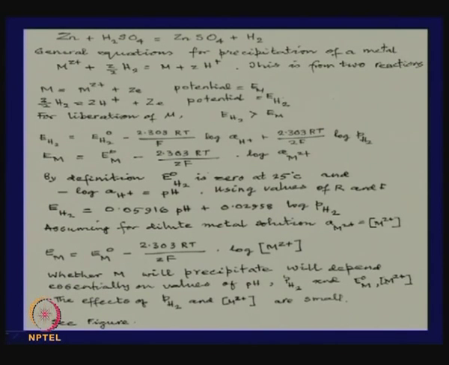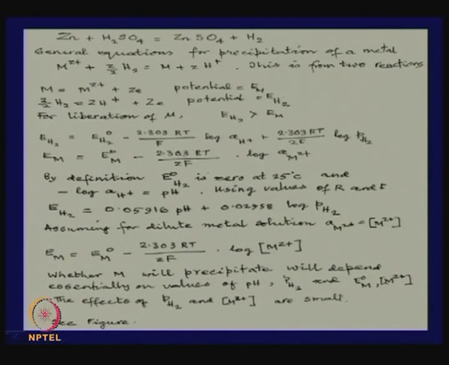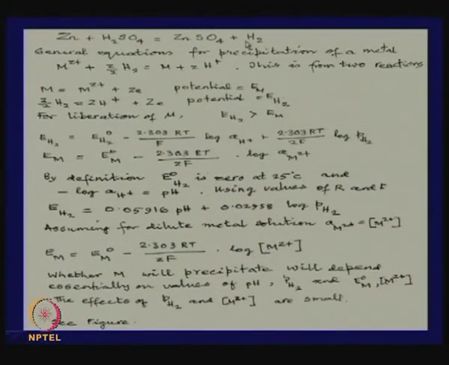Now, I come to a very interesting topic, which has been analyzed using the concept of electrode potentials, and that is hydrogen reduction to obtain metals from solutions. Now, you know, when zinc is put into sulfuric acid, zinc dissolves and hydrogen evolves. This is because zinc is placed above hydrogen in the electrochemical series. For precipitation of metals, we have to write the reverse reaction, that metal ions will be precipitated by hydrogen gas to produce metal and hydrogen ions.